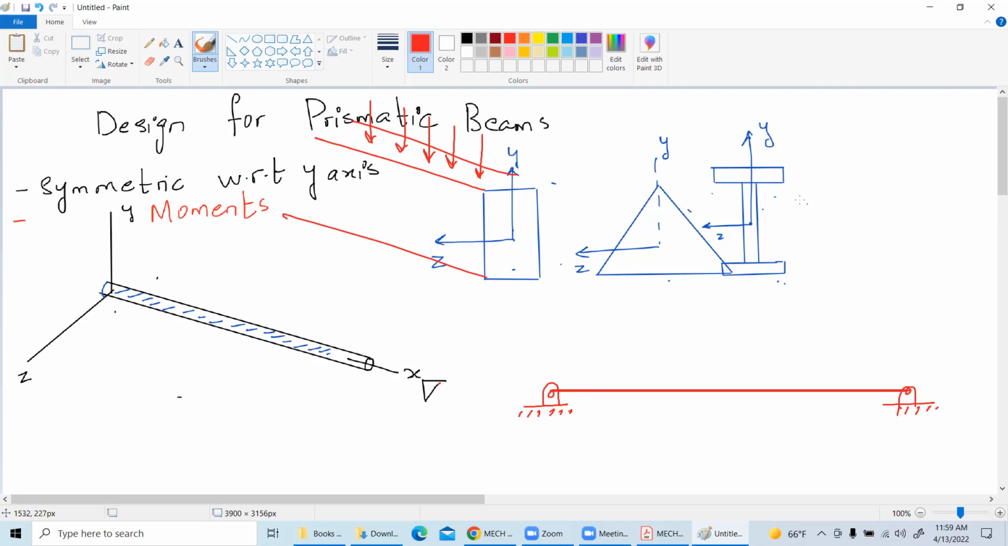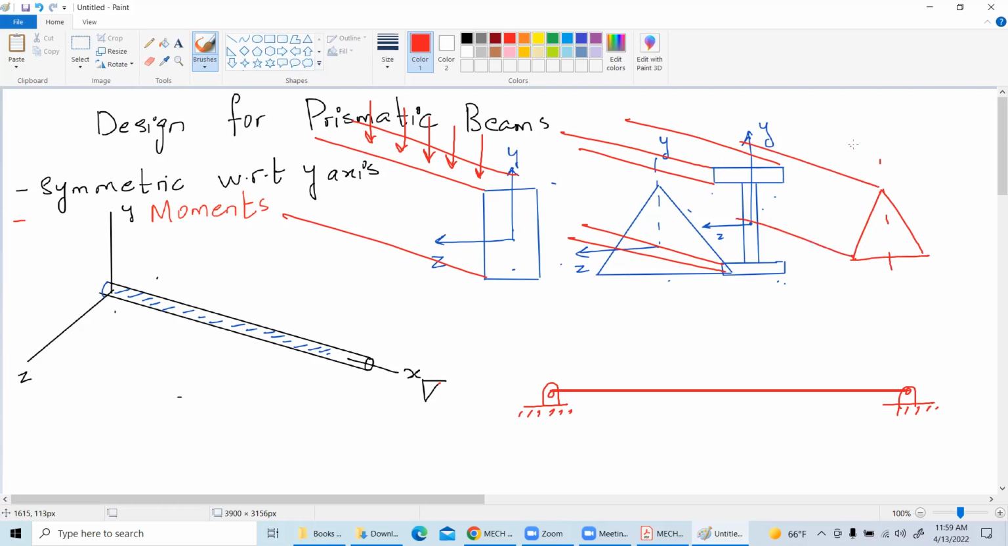Similarly, I will be talking about this beam, let's say. Again, you can extend it here. Nice and beautiful. It is symmetric about the y-axis, right? I can also talk about the triangular structure, right? Again, you can extend it here. And for this beam, for example, it is subjected to a load like this.